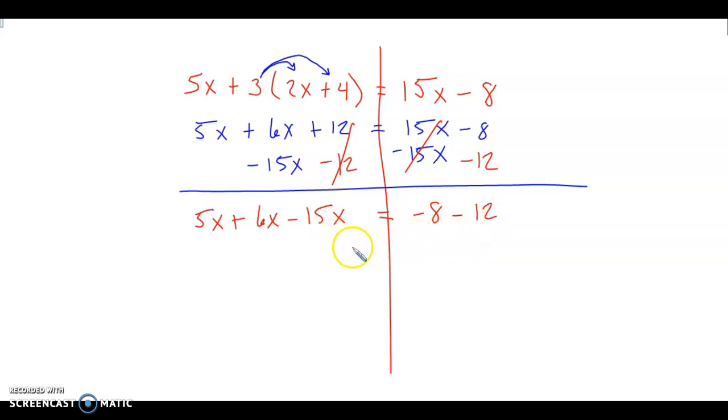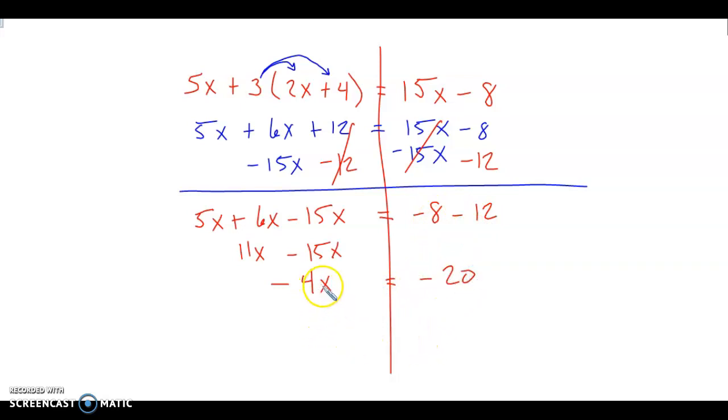And now we simplify. We combine our like terms. 5x plus 6x, well, that's 11x. And then 11x minus 15x is going to give us a negative 4x. And then over here we have a negative 8 minus 12, which is going to give us a negative 20.